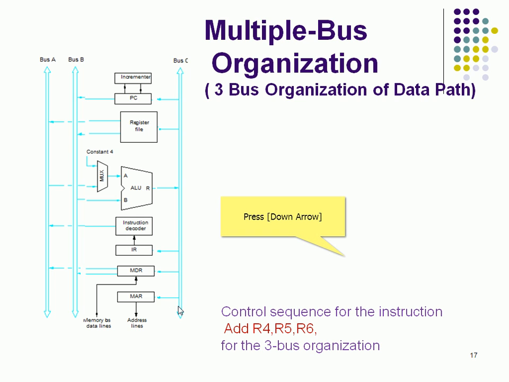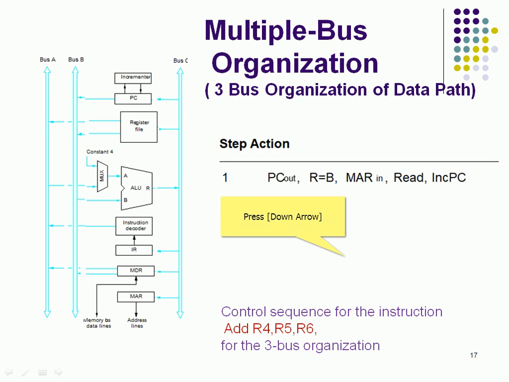So the control sequence for the instruction, let us assume that it is add R4, R5, R6. The example, add R4, R5, R6 for the 3 bus organization. How this addition will be happening, let us see. The action steps are: PC out, R=B, that is bus B connected here. So MAR in, read, increment PC.